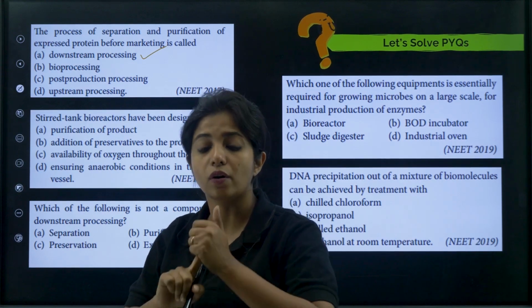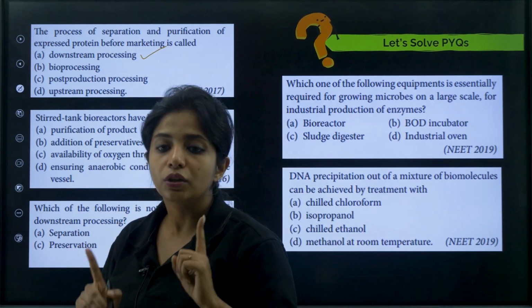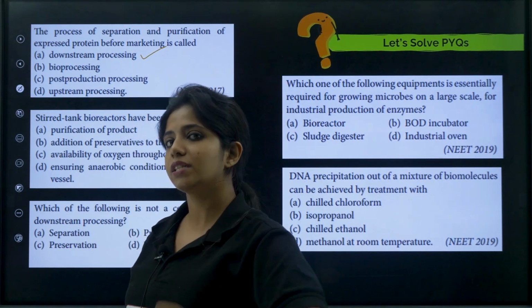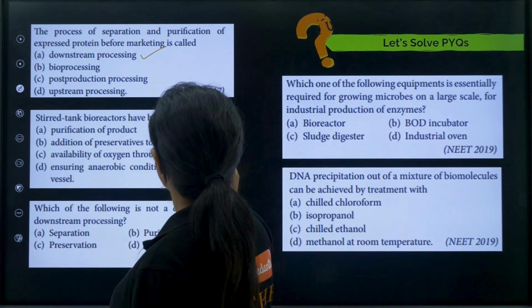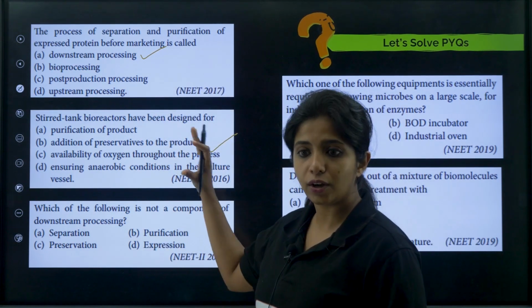You want to make the oxygen available throughout the container, throughout the reactor, which is why you have stirred tank bioreactors. And the best one is the sparged stirred tank bioreactor. So this becomes the answer: availability of oxygen throughout the process. I hope you are getting your answers correct.